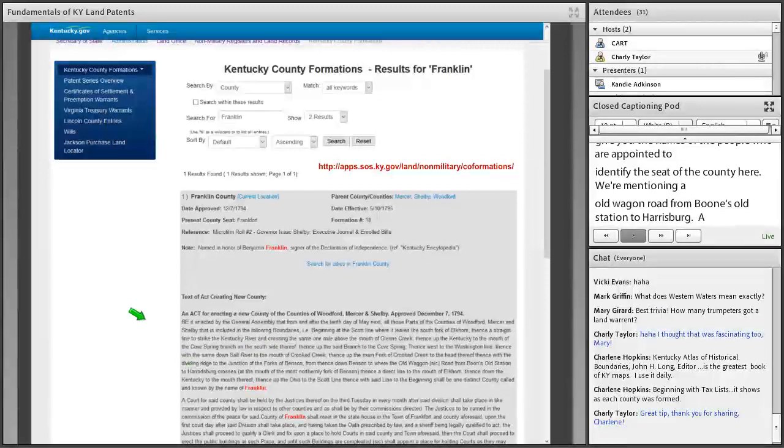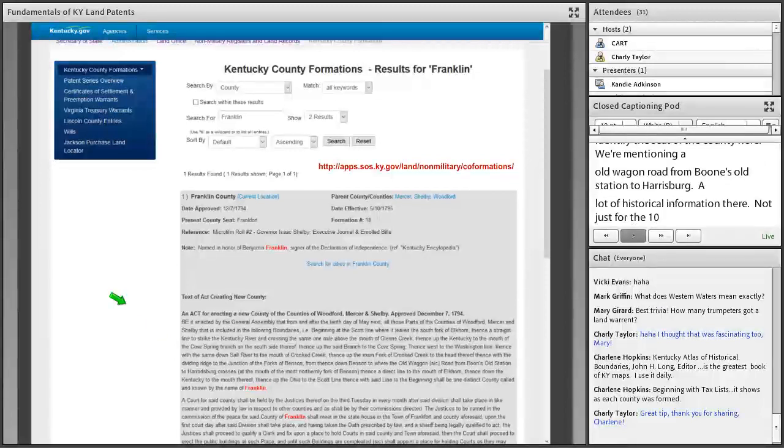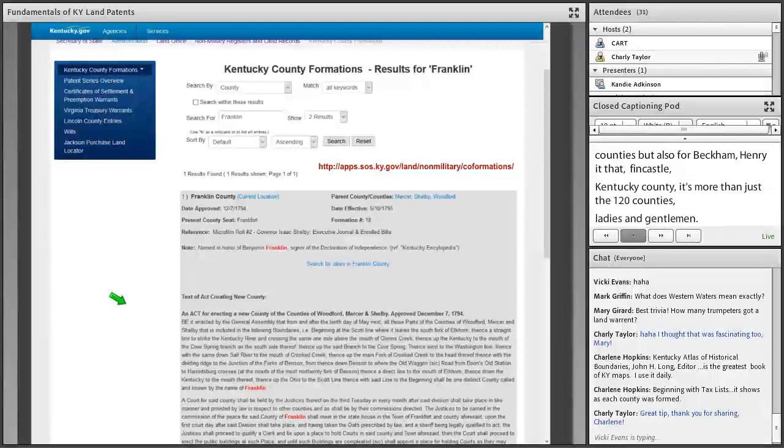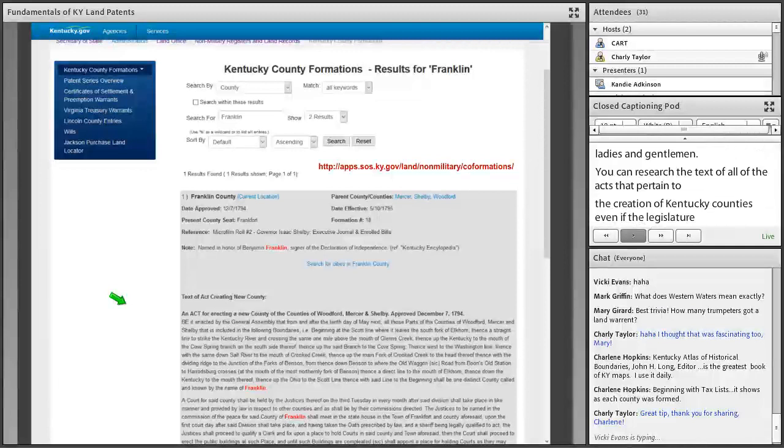Not just for the 120 counties, but also for Beckham, Henrietta, Robards, Fincastle, Kentucky County. It's more than just the 120 counties, ladies and gentlemen. You can research the text of all of the acts that pertain to the creation of Kentucky counties, even if the legislature didn't actually approve the creation of that county. The bill was submitted. We have that on there.